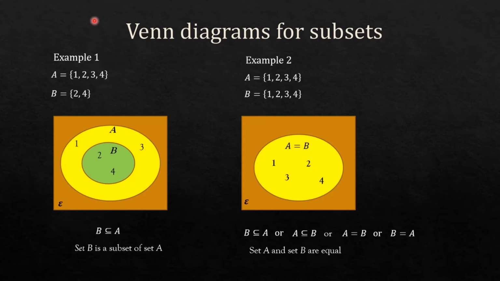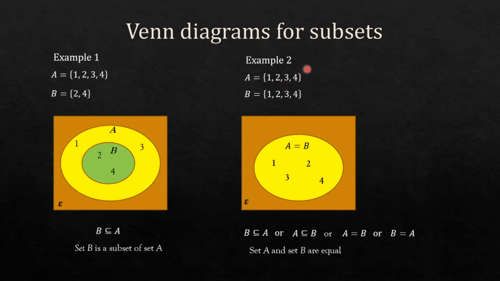Let's look at some Venn diagrams for subsets. In example 1, we have the set A, which is the elements 1, 2, 3, 4, written here. So everything in this circle is set A. Set B is written inside. Those are the elements 2 and 4. You can see elements 2 and 4 are shared between set A and set B. So in this case, set B is a subset of set A.